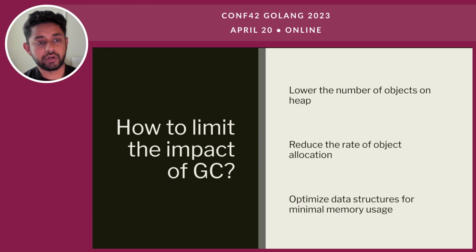Let's first talk about how to lower or limit the impact of garbage collection on your system. The first one we've been talking about for a while: lower the number of objects in your heap. This is going to reduce the amount of time it takes the garbage collector to scan your heap and therefore lower its impact. The second one is to reduce the rate of object allocation. And the third one is to optimize your data structures to minimize how much memory they use, which will therefore reduce the need for more frequent GC triggers. So these three are ways that we can mitigate the impact of garbage collection, make our application more lightweight, and free up more resources for our program to operate efficiently.